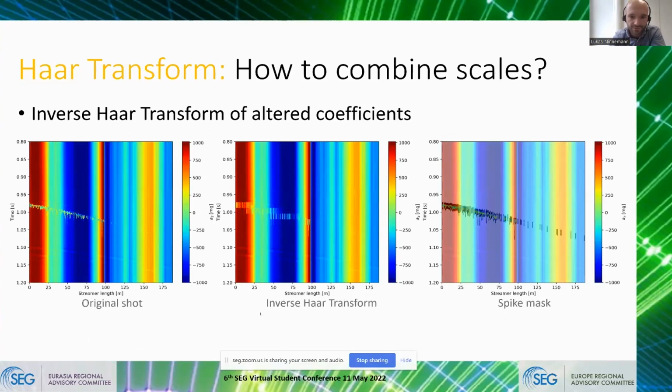And you can see here in the middle the inverse. And the inverse is almost everywhere the same as the original, just where we set some coefficients to 0, they're changed. And this change is indicative of a spike there. And if we look at the change that has the right sign, we can produce this very nice spike mask over there.